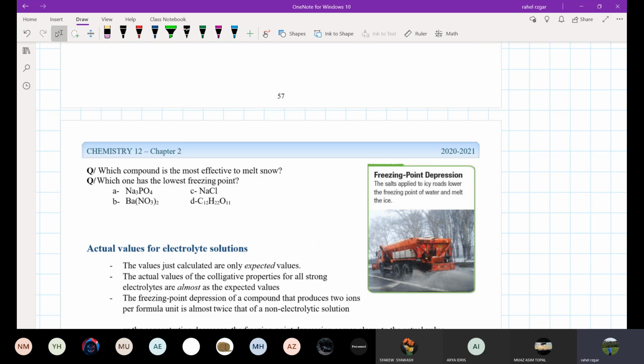Why? Because they want to do what? Lower the freezing point of water and melt the ice.